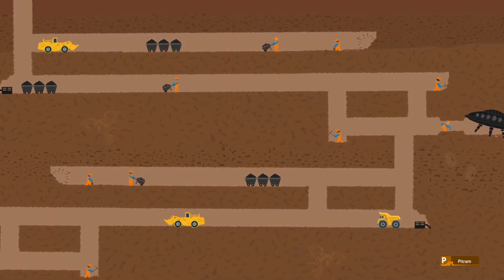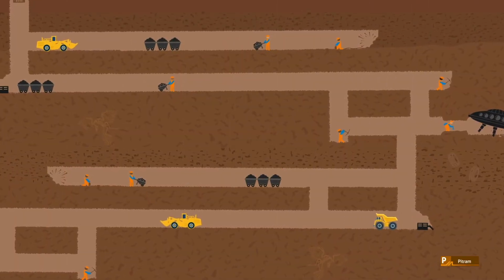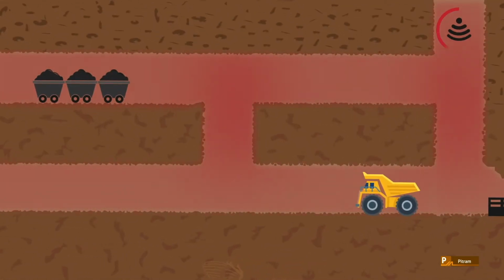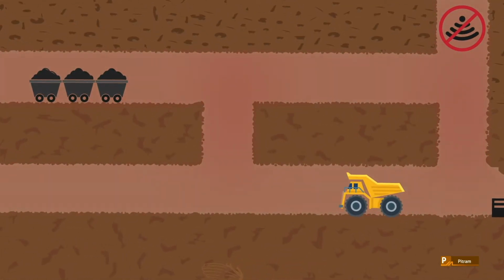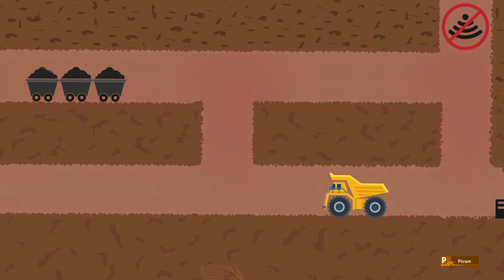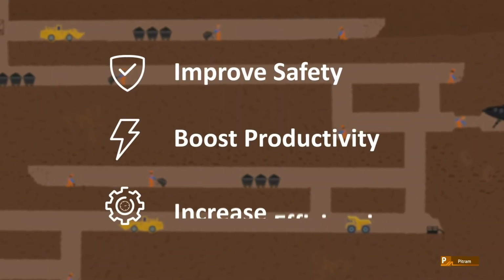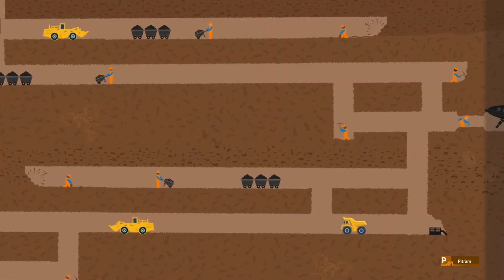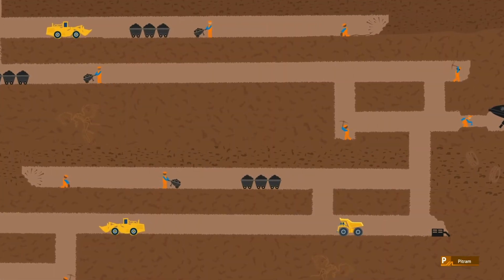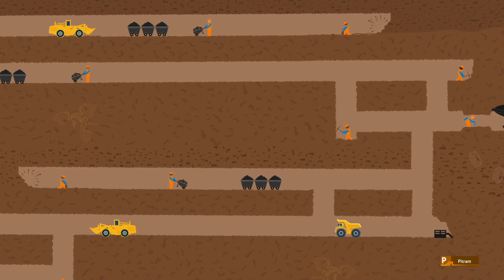Maintaining Wi-Fi connectivity in underground mining is a critical problem. Limited or no connectivity can result in limited visibility of your data and impacted productivity. As mine sites strive to improve safety, boost productivity, and increase efficiencies, the need for automating and optimizing the mining operations chain is more important than ever.